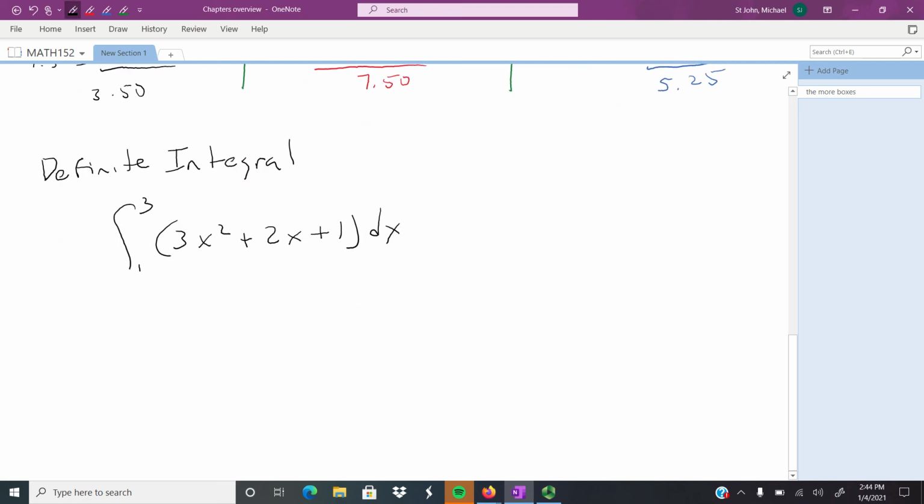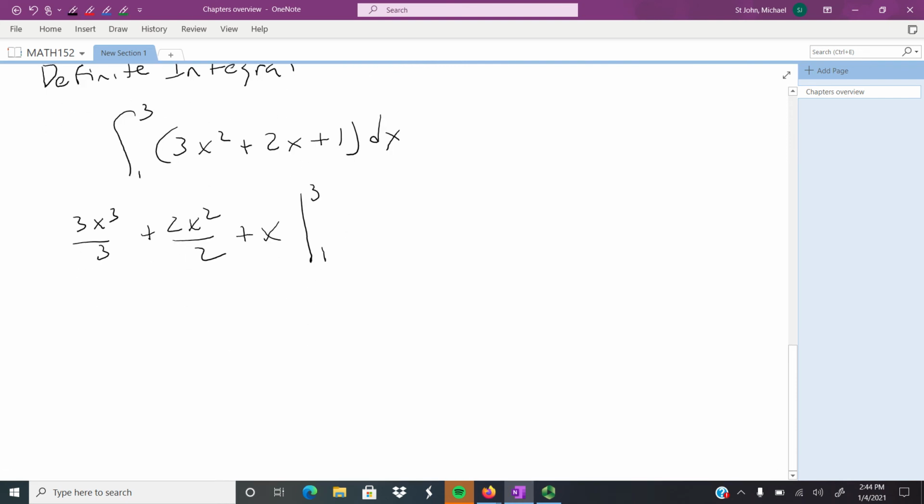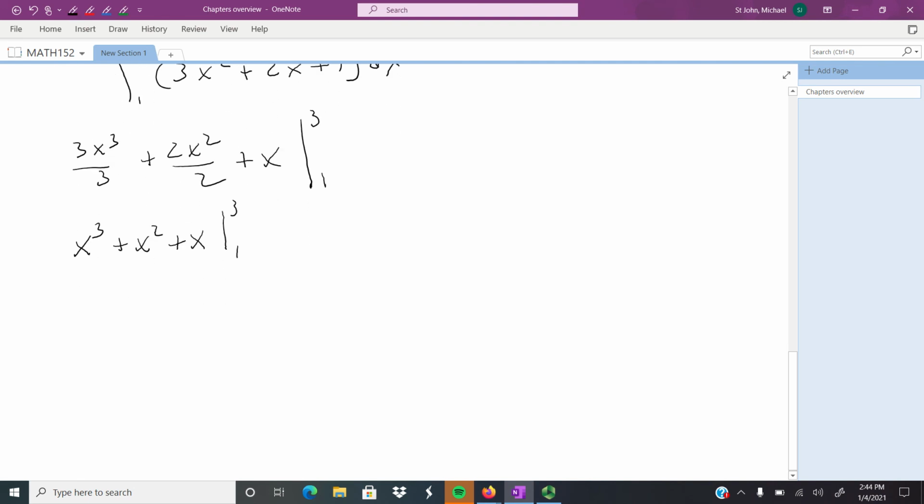So if I integrate this, I'm going to get 3x cubed over 3 plus 2x squared over 2 plus x evaluated from 1 to 3. But of course, I can first do a little simplifying here. This will give me x cubed plus x squared plus x evaluated from 1 to 3. And now we plug in our numbers.